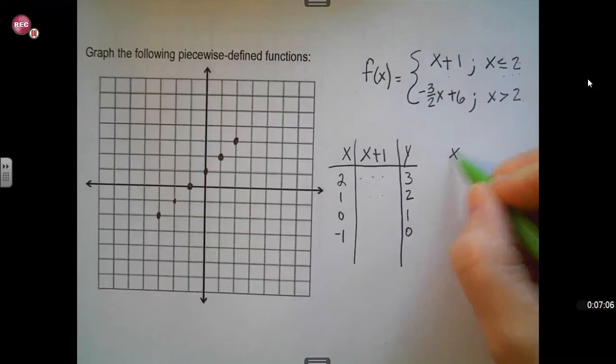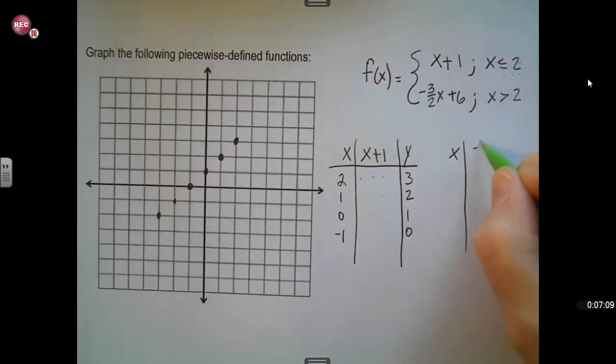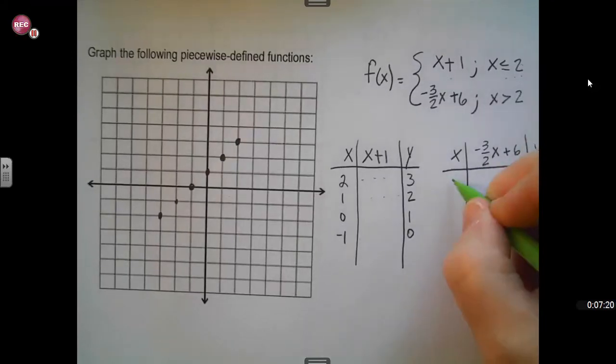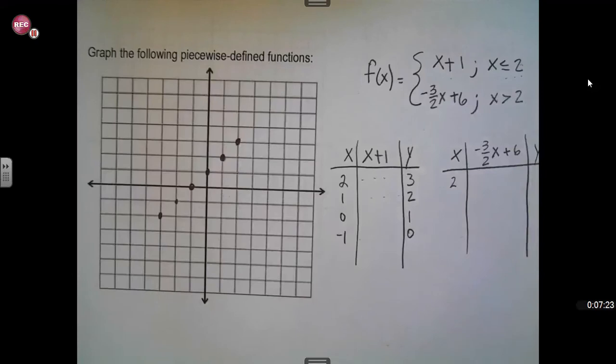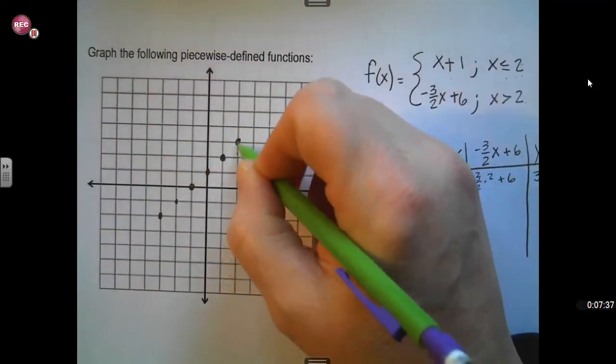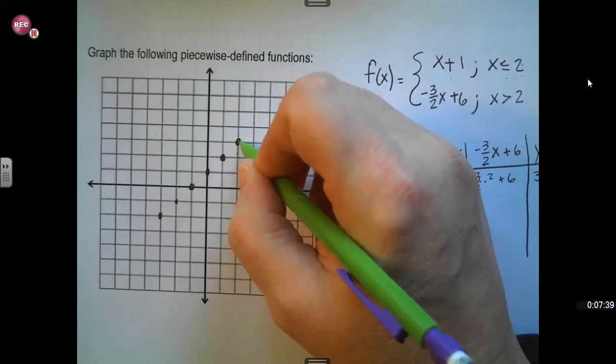I'm going to do the same thing, but my equation here is negative 3 halves x plus 6. Hopefully I can make this fit on our graph. So again, I'm going to start with 2. I plug in, I get negative 3 halves times 2 plus 6, I get 3. Okay? So when I go to plot that point, 2, 3, it lands on the point that's already there.